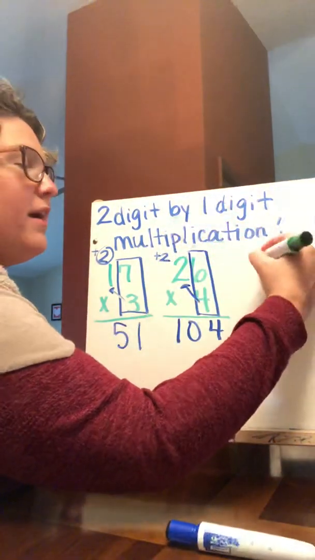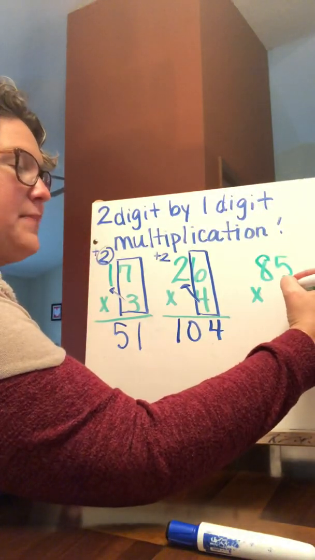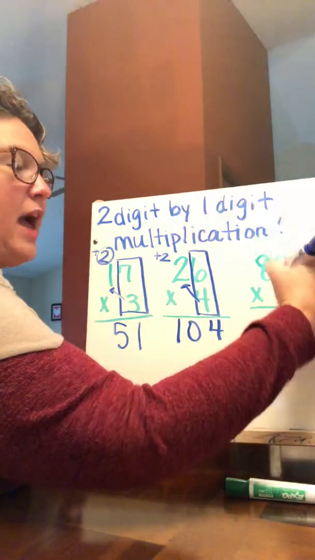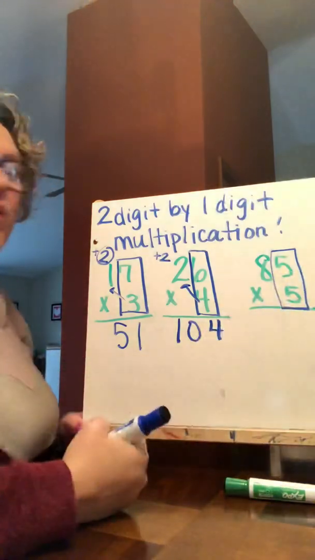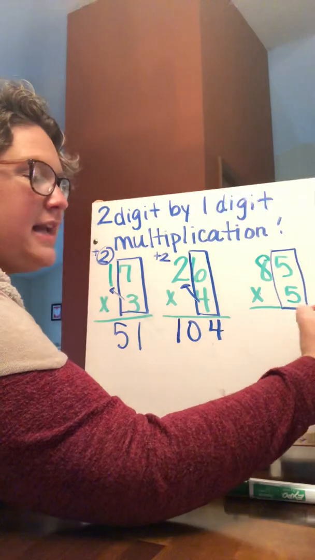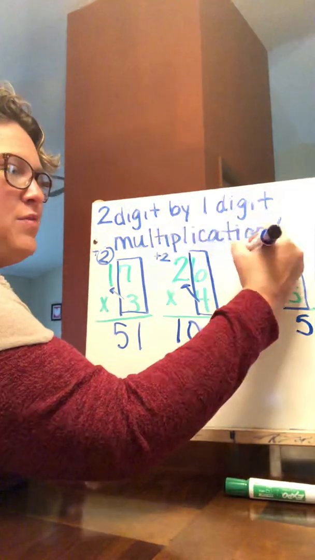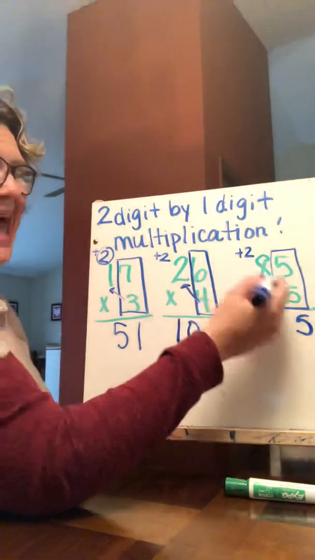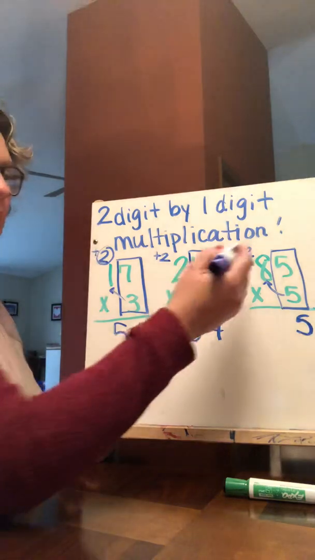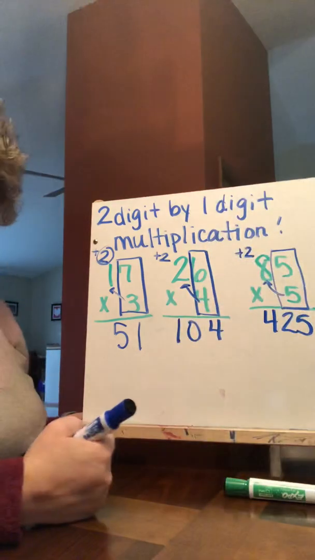Let's try one more. 85 times 5. So again, boys and girls, remember, I want to start in my ones place. 5 times 5, 25, you're right. Now what do I do with my 2? You're right, I put my 2 up top because I'm going to add it once I multiply. So I'm going to take 8 times 5 is 40 plus 2. 40 plus 2 is 42.